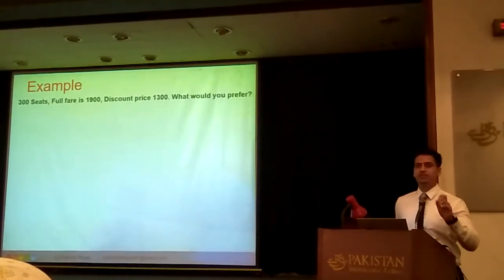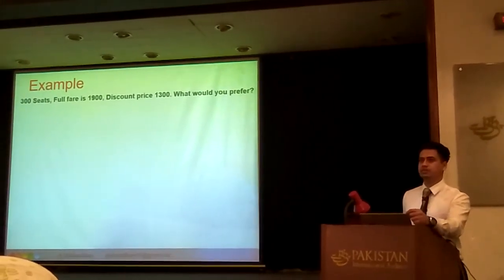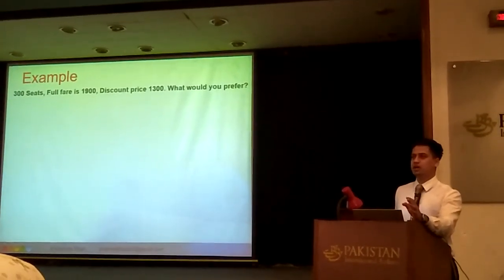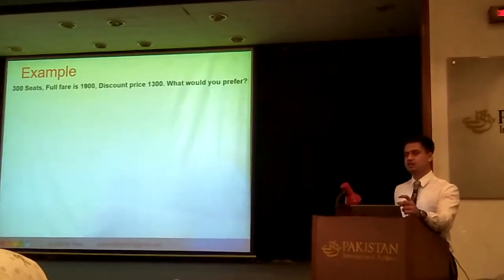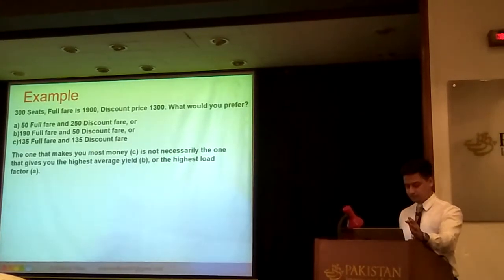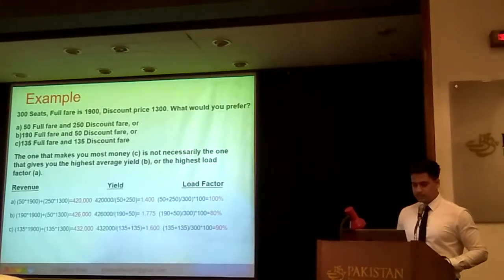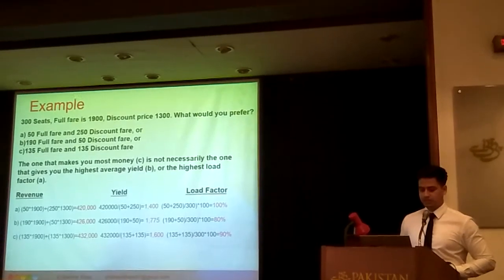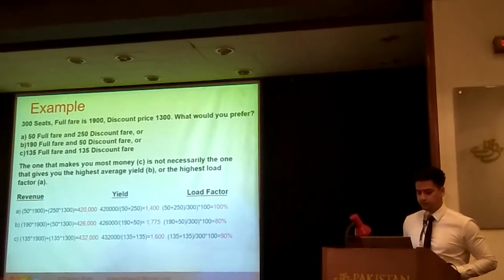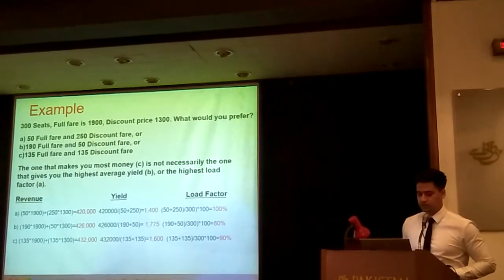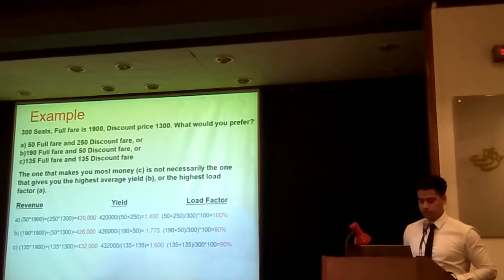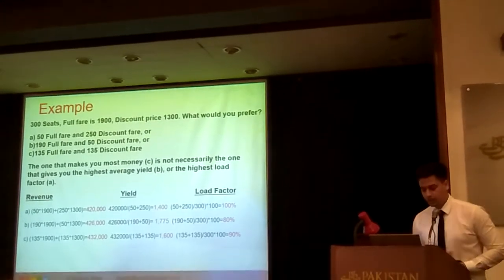So if you remember, I said previously, it's not about filling the aircraft with passengers. It's also about having the highest average yield per seat on the aircraft. I will explain it with this example. Imagine you're flying a 300-seat aircraft, and you have two types of fare level. One is full fare, one is discount. Discount is 1300, full fare is 1900.